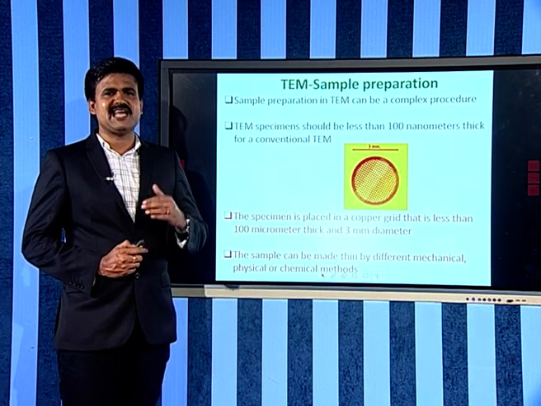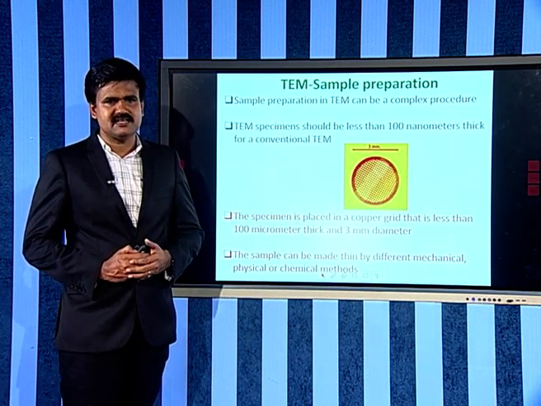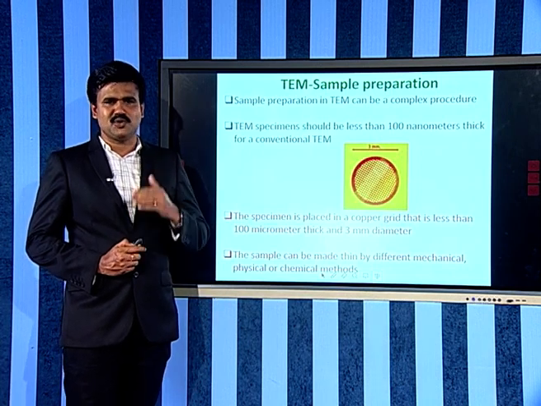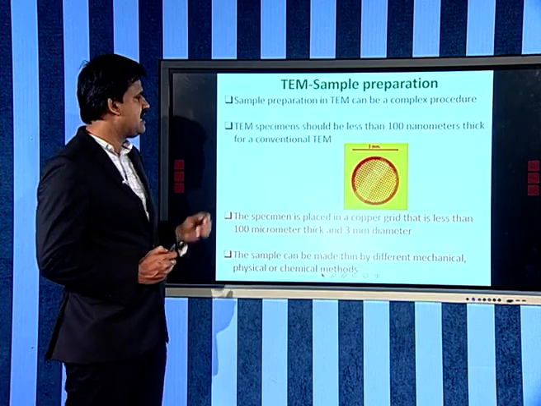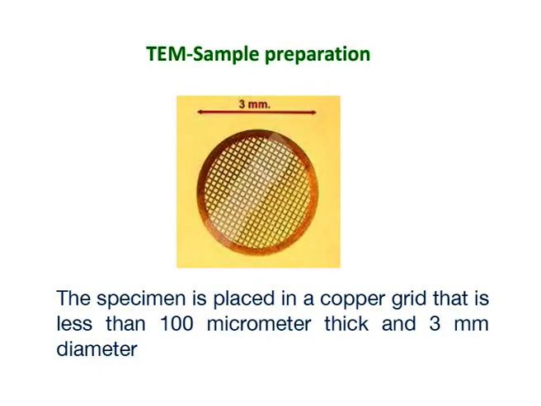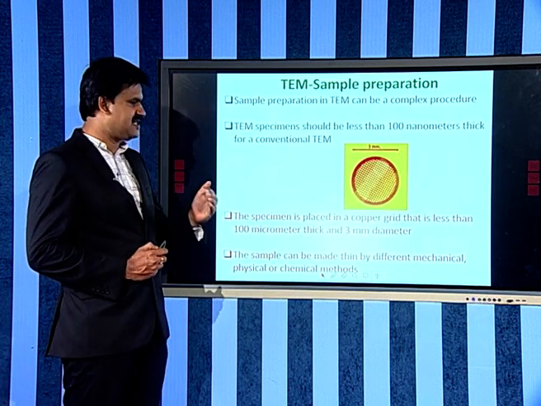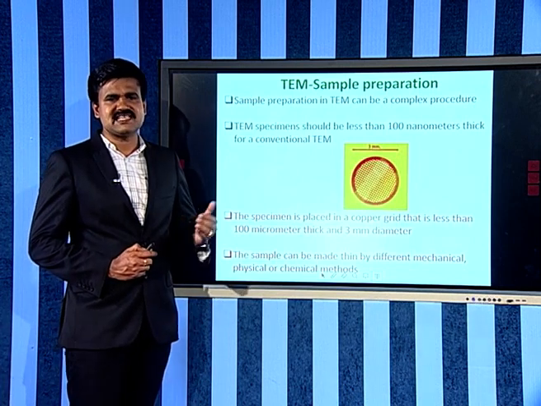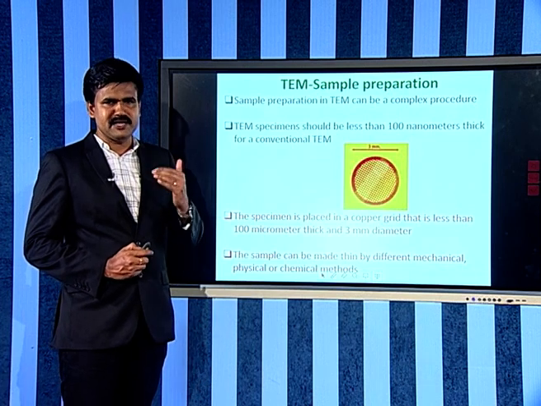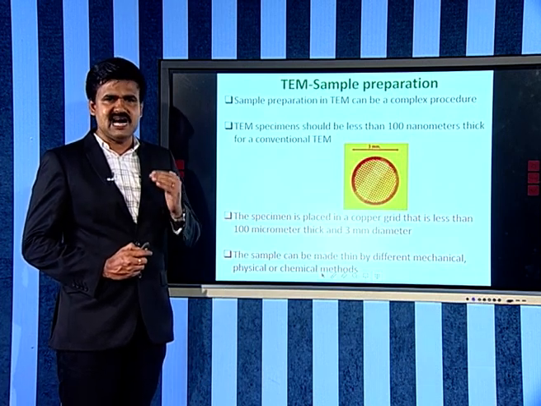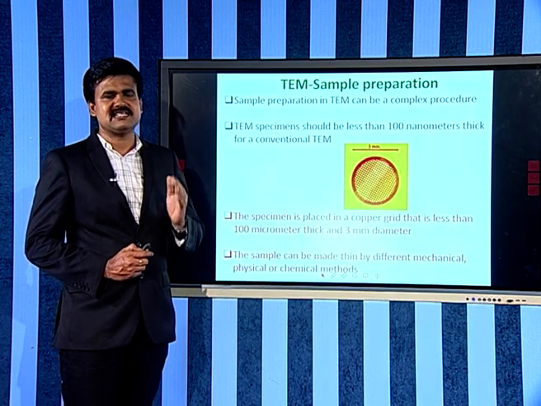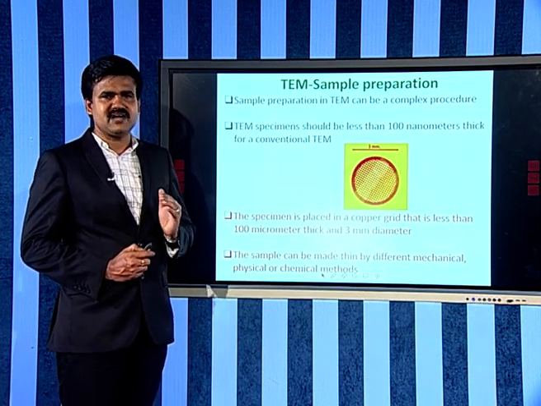The sample is prepared by using a copper grid. It should be noted that the specimen is placed in a copper grid that is less than 100 micrometer thickness and 3 millimeter diameter. The picture represents the copper grid used for the transmission electron microscopy sample preparation. The sample can be made thin by different mechanical, physical or chemical methods. It should be noted that the sample must be as thin as possible. At least it must be within the thickness range of 100 nanometers.